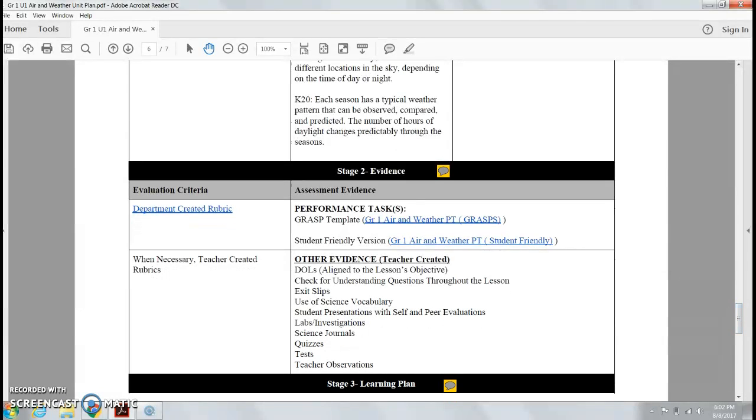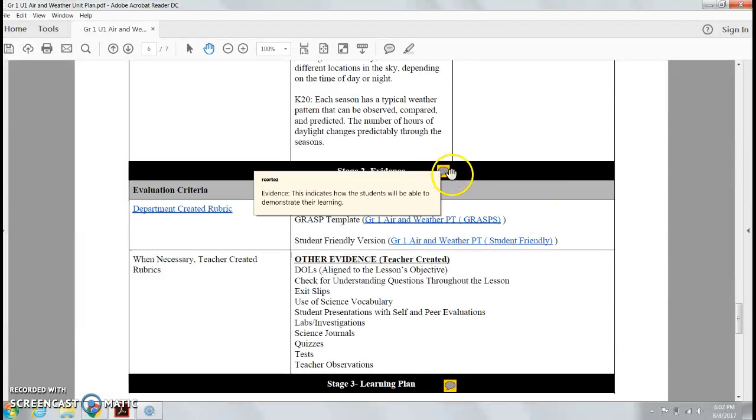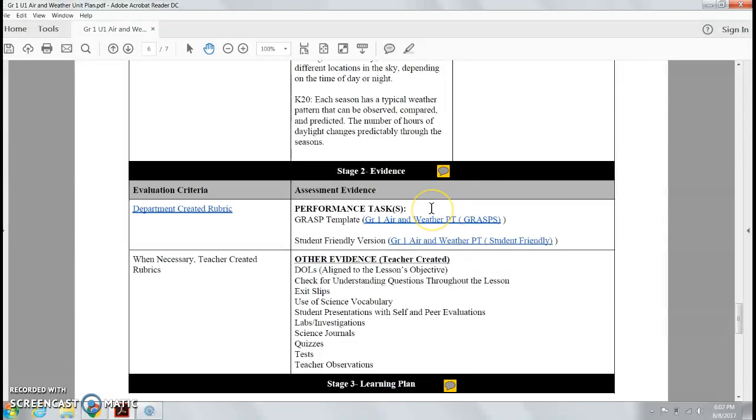So again, remember the UBD template, we always start with what are the standards, what is that transfer goal, that big idea that we're trying to get across to the students, and then we have to come up with our assessment. So stage 2, here you'll see that there's various ways to assess the students. So if you're seeing here, evidence, basically evidence of how the students will be able to demonstrate their learning. So you see there's a performance task.